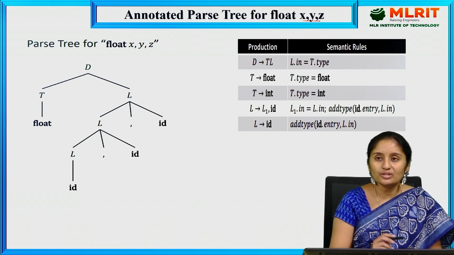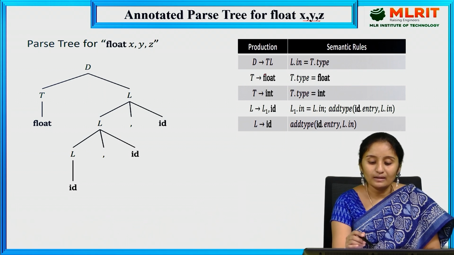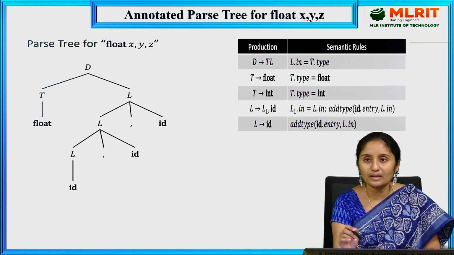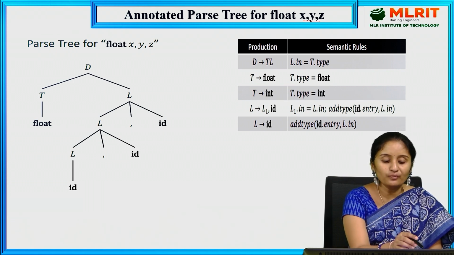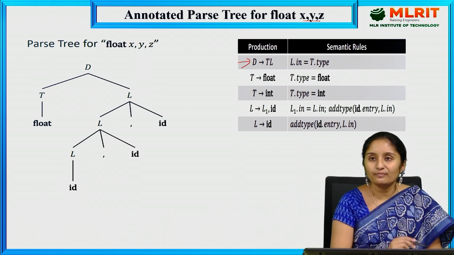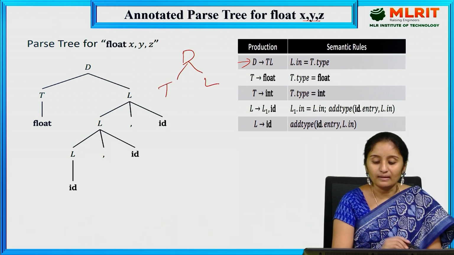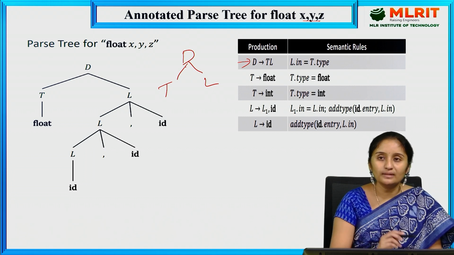Here productions are given, and based on these productions, semantic rules or semantic actions are given. So let us construct the parse tree for float x, y, z. The first symbol is D. D produces T L. As D is my starting production, I take D as my first symbol.